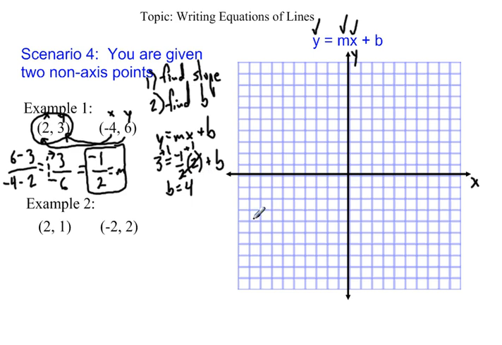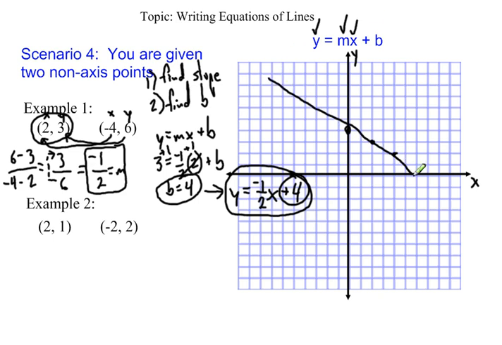Now I'm ready to solve. So I have b, I have m, and that's all I need. So my equation of this particular line is going to be y equals negative 1/2, which is my m, x plus 4, my b. Here's my equation. If I were to graph it, I'd start at 4, at your y-intercept right here. Negative 1/2 means down 1, right 2. And then I would connect these points. I'll use my line tool. Move that up just a hair. And that would give me my equation's line.